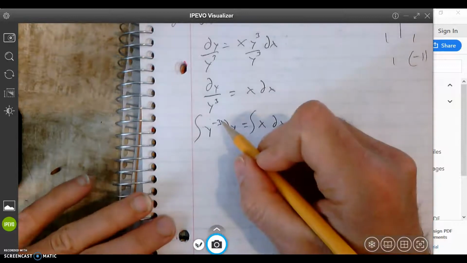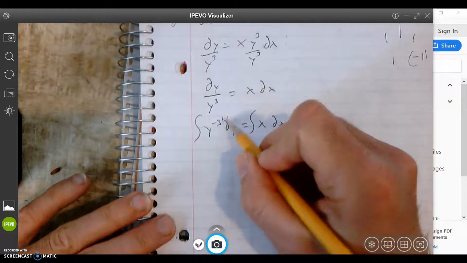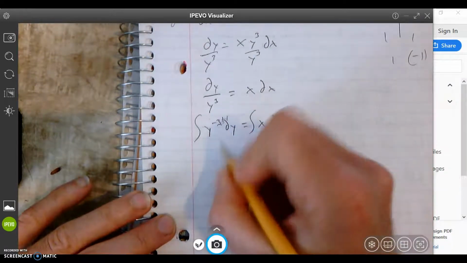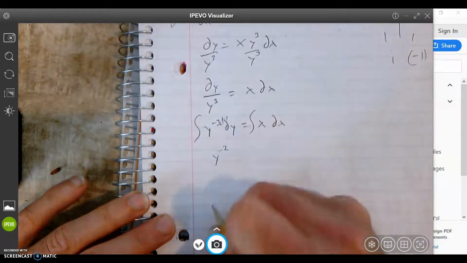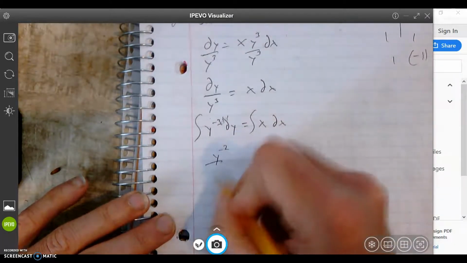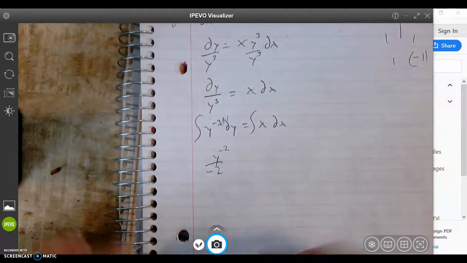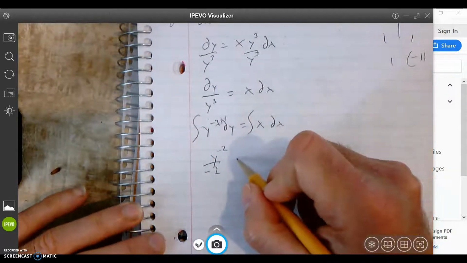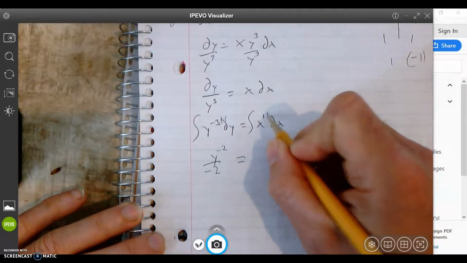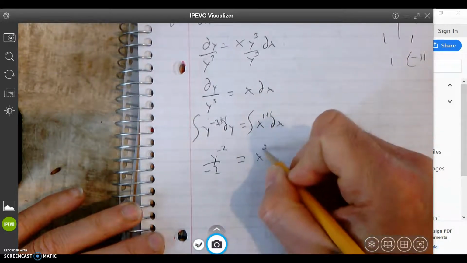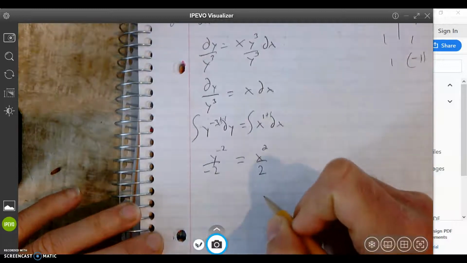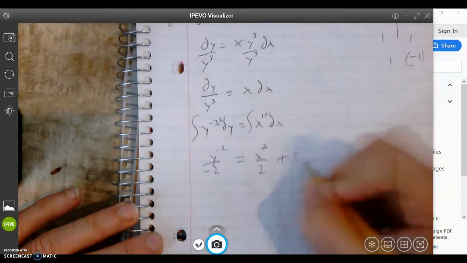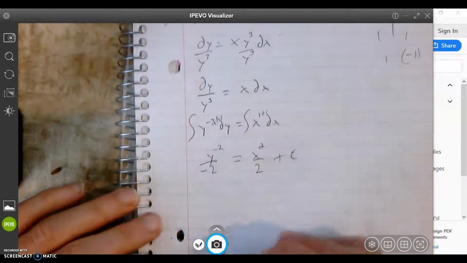So now I just do the reverse power rule. So add 1, so that's -2, right? So it's y to the -2, and then you divide by the -2. You divide by the new exponent. Equals, add 1, 1 plus 1 is 2, and then you divide by the new exponent right there, plus c.